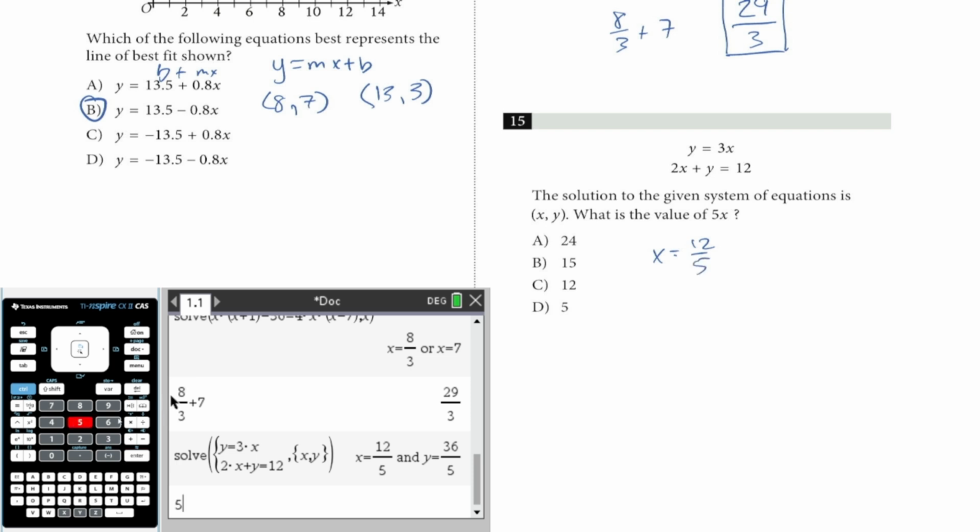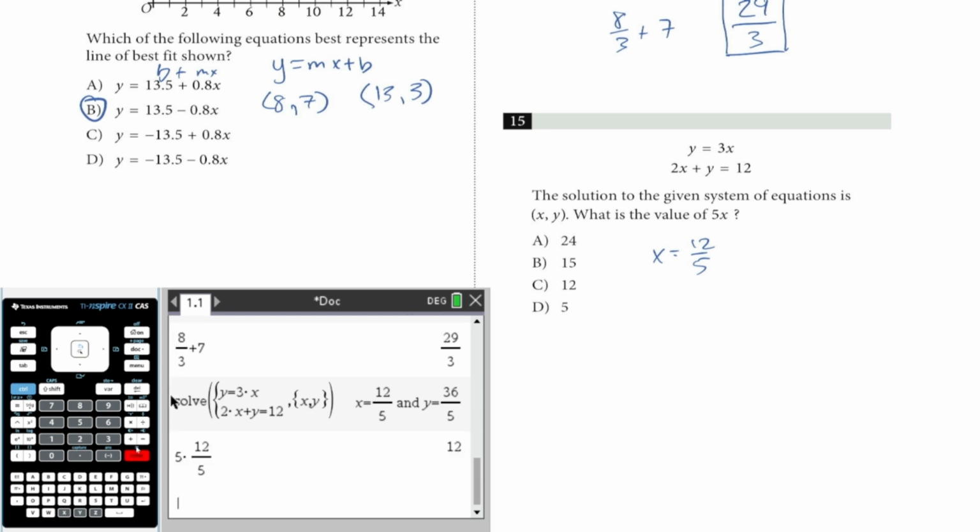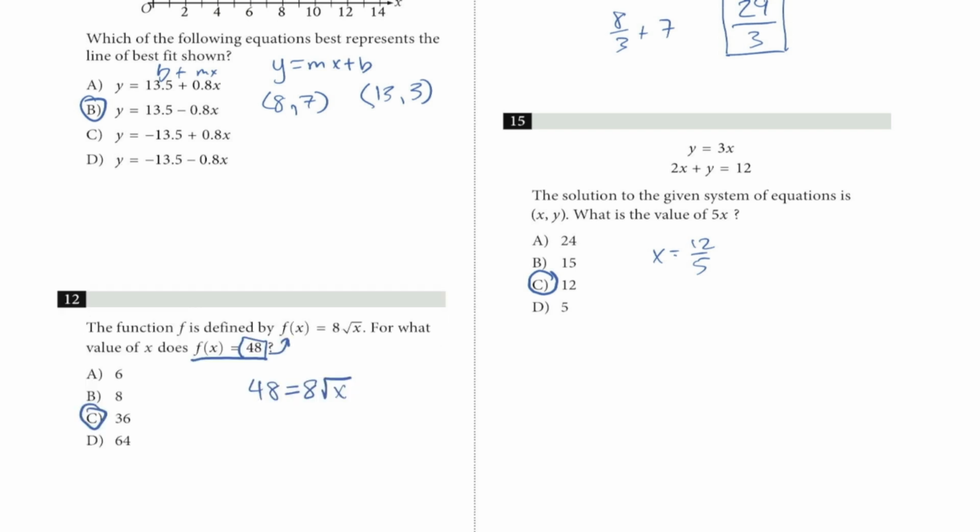So I'll just do 5 times control divide. Our x is 12/5. And we get 12. So again, generally, if you see a system, you're probably going to want to solve the system of equations.